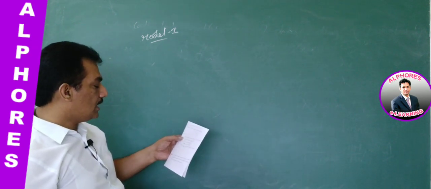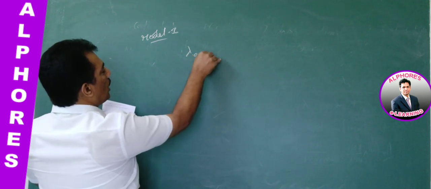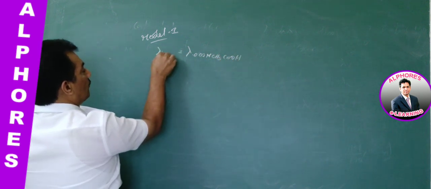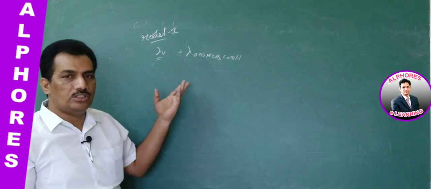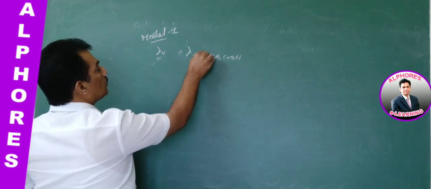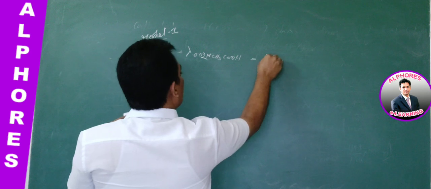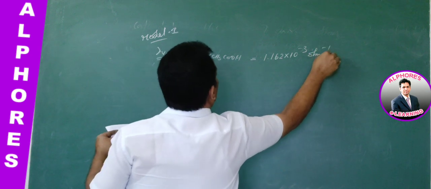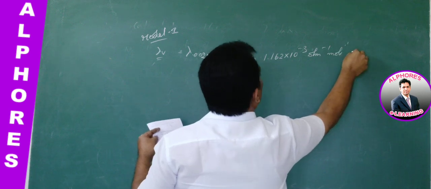Here the equivalent conductance of 0.02 molar acetic acid is given. That means we can consider this as lambda V. Why? Because it is at a given dilution, at a given concentration, not at zero concentration, not at infinite dilution. So here the conductance of 0.02 molar acetic acid is found to be 1.162 into 10 to the power of minus 3 mole inverse meter square, like that.